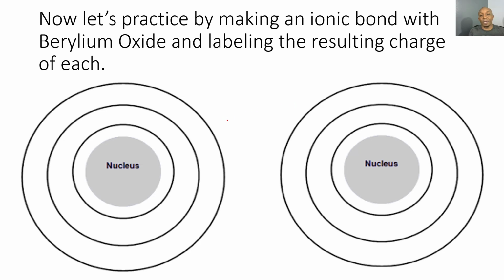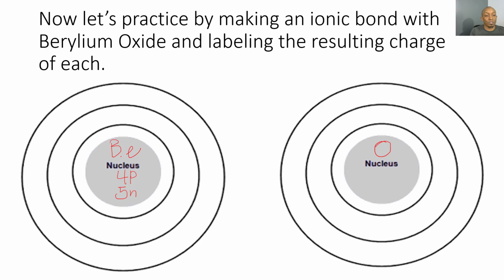Now let's practice by making an ionic bond with beryllium oxide and labeling the resulting charge of each. So we're going to be looking at beryllium right here, and oxygen right here. First, we need to put the number of protons and neutrons in the nucleus for beryllium. So beryllium has 4 protons and it has 5 neutrons in the nucleus.